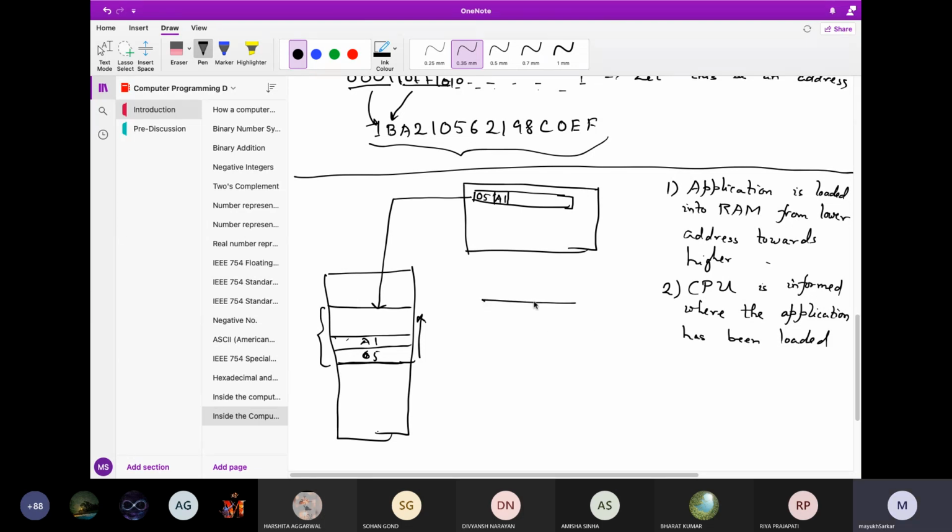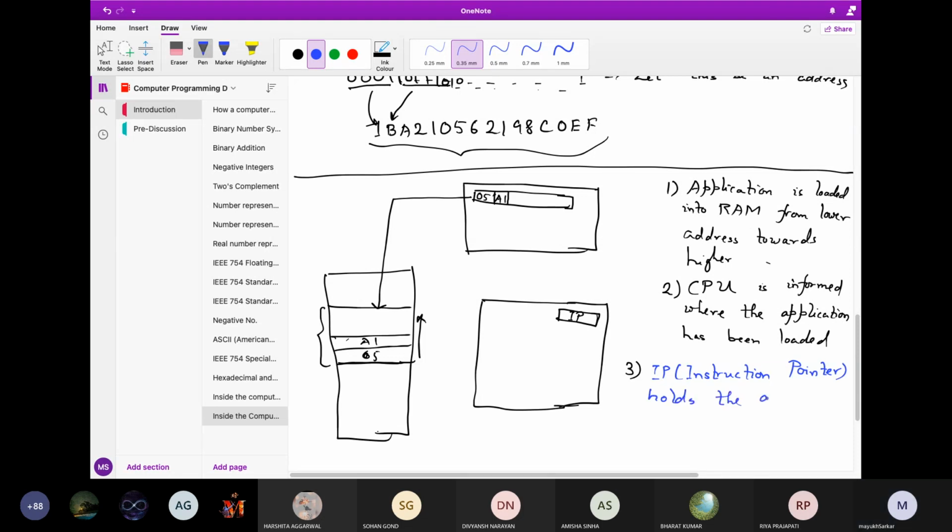That means suppose this is the processor here, and how is the CPU informed? There is a special register in the CPU that is called the instruction pointer, IP. The instruction pointer holds the address of the next instruction to execute.